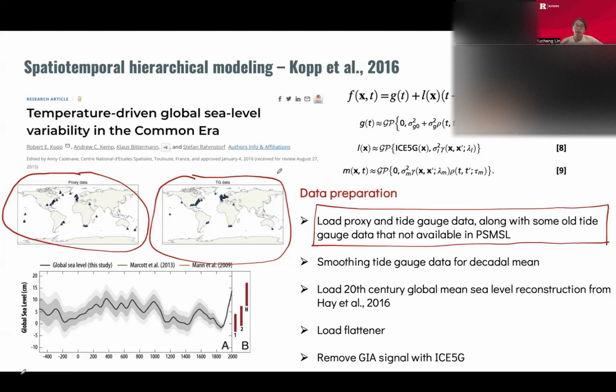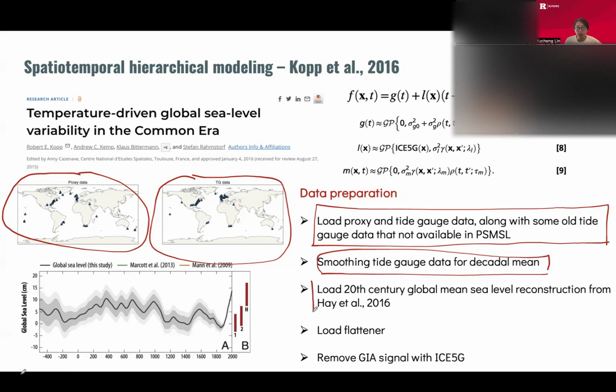he made the decision to smooth the tide gauge data to decadal average values. So it lets the tide gauge data have the same resolution as the proxy data and reduces our computational burden. I will show you how to do that in code straight away.